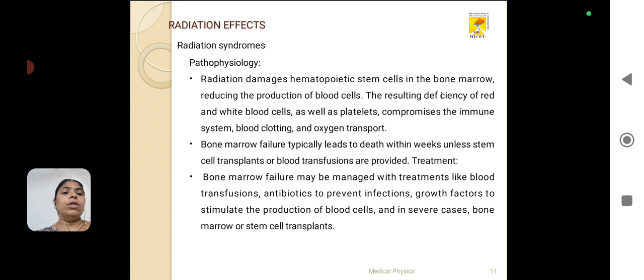Some of the pathophysiological conditions: radiation damages the hematopoietic stem cells in the bone marrow and reduces the production of blood cells, causing bone marrow failure, which leads to death within weeks unless stem cell transplants and blood transfusions are provided. So, this is a severe syndrome.